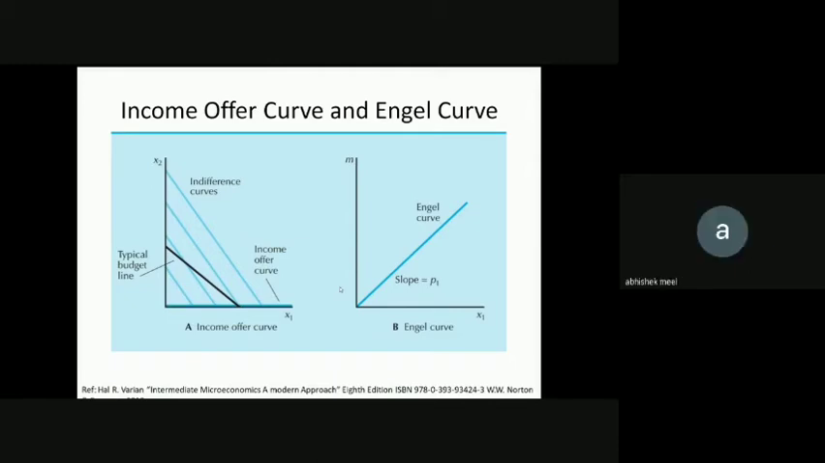We will choose X2, ma'am. So what will you do? You will choose X2. Which one will you choose? X2. So if you choose X2, then what will X1 become? It will become 0. Similarly, if we have P2 is greater than P1, then you will completely consume X1.